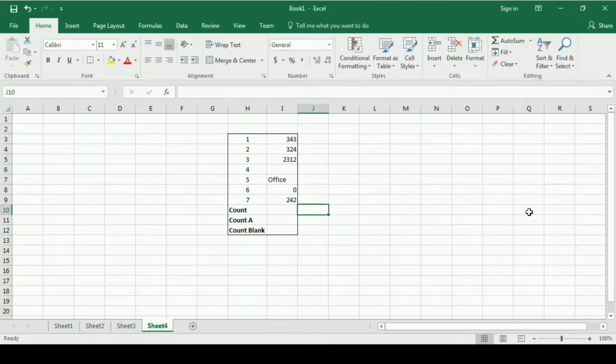There are three types of count functions. Let us look at what each of them will do. We have COUNT, COUNTA, and COUNTBLANK.